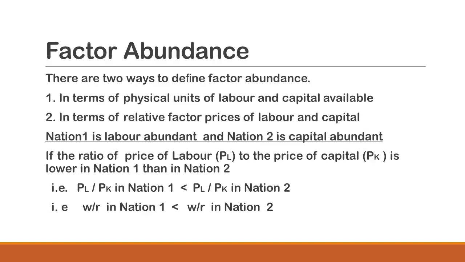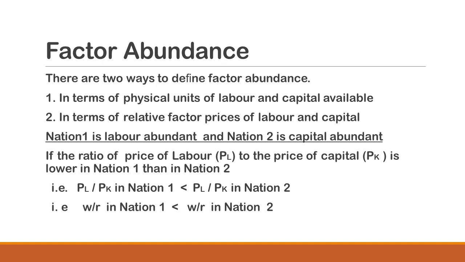Now let us examine another important concept, that is factor abundance. Here we have assumed that nation 1 is labor abundant and nation 2 is capital abundant. What is factor abundance? There are two ways to define factor abundance. First is in terms of physical amount of capital and labor available in the country. That is, if the total availability of capital is greater than total availability of labor, we say that the country is capital rich or capital abundant.